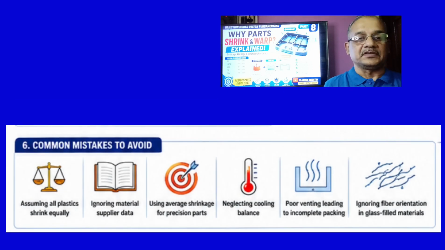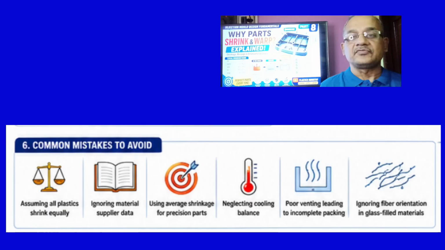What are the common mistakes people usually make? Avoid these errors. Assuming all plastics shrink equally. No. Ignoring material supplier data. Never. Using average shrinkage for precision parts. You have to use material specific data. Neglecting cooling balance. Poor venting leading to incomplete packing. Ignoring fiber orientation in glass filled materials.